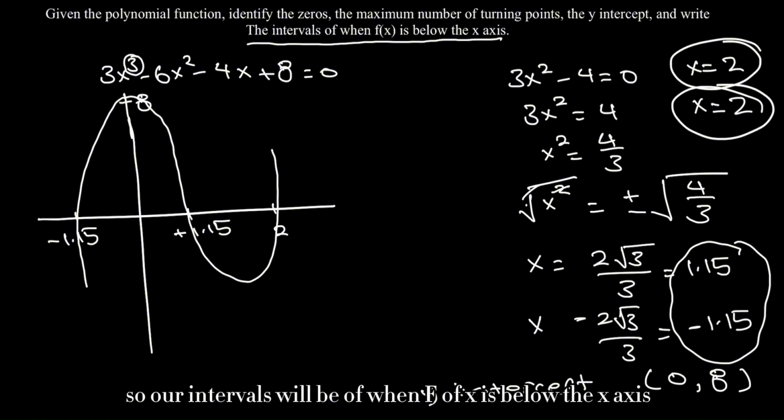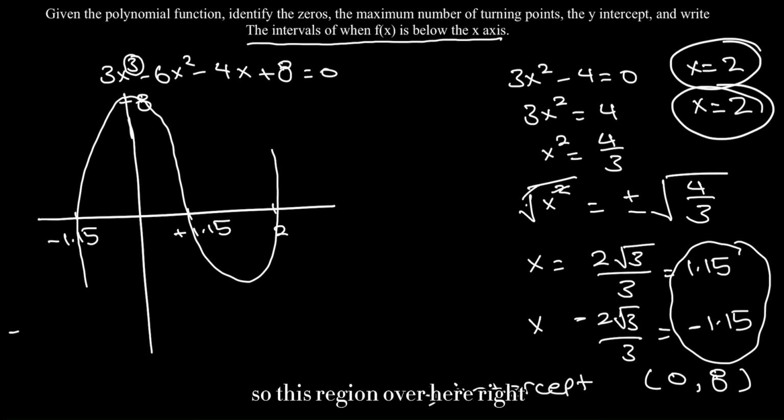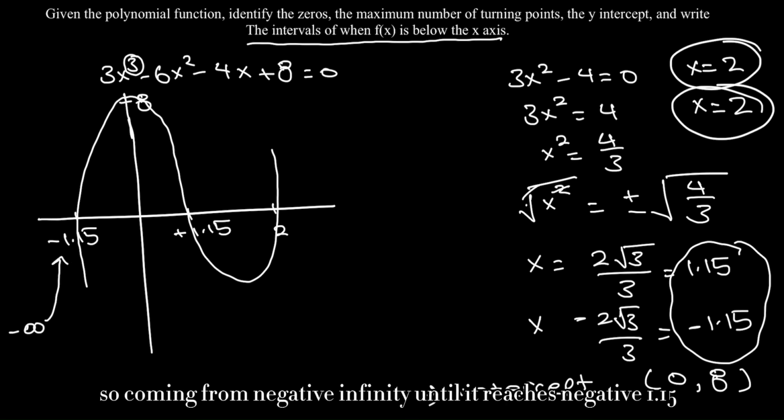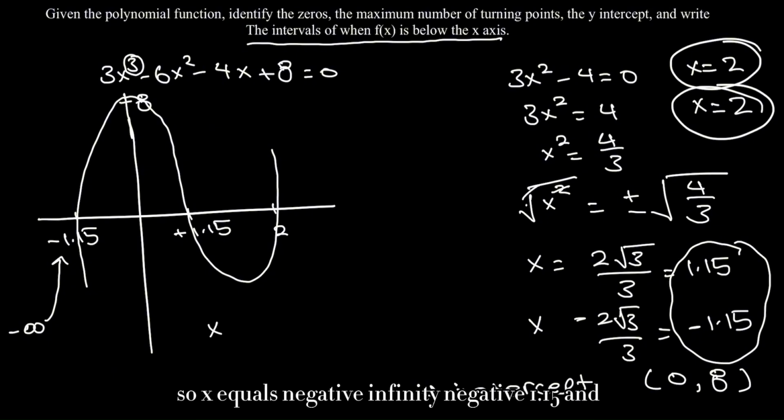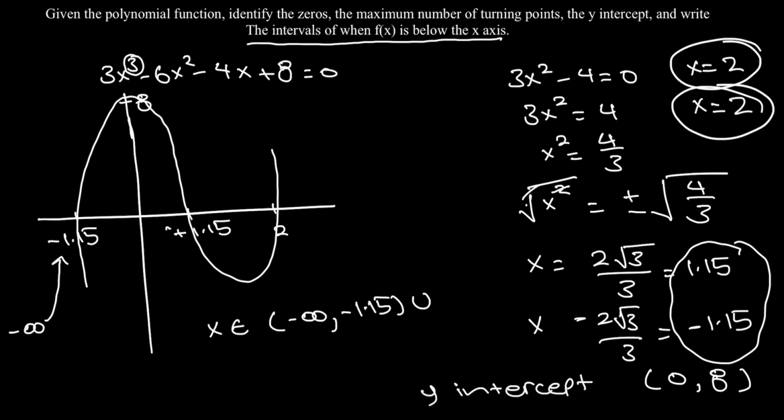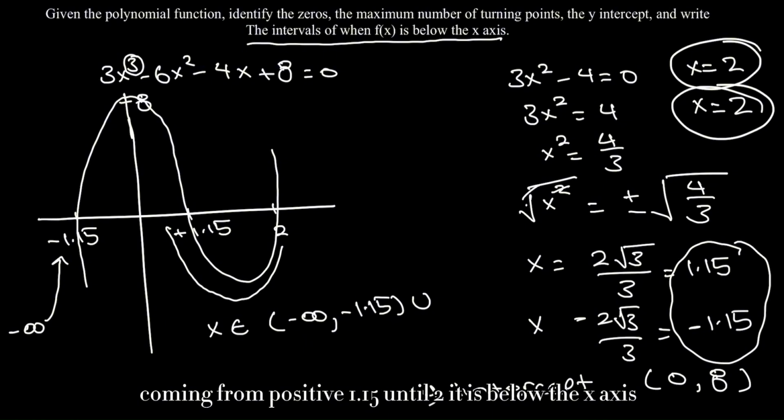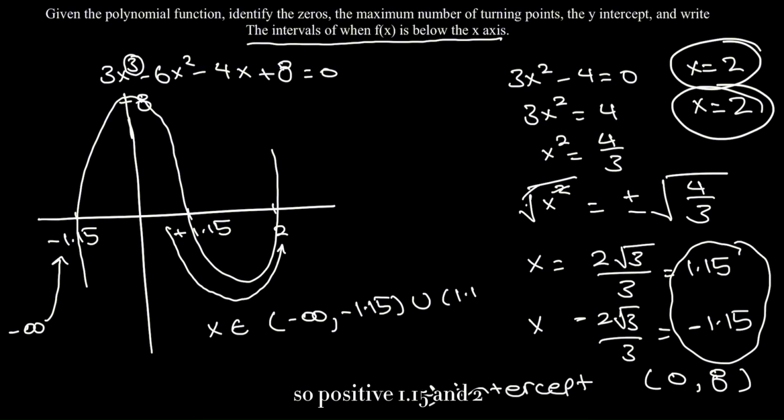So our intervals will be of when f of x is below the x-axis, so this region over here. Right, so coming from negative infinity until it reaches negative 1.15, it is below the x-axis. So x equals negative infinity, negative 1.15, and coming from positive 1.15 until 2, it is below the x-axis. So positive 1.15 and 2.